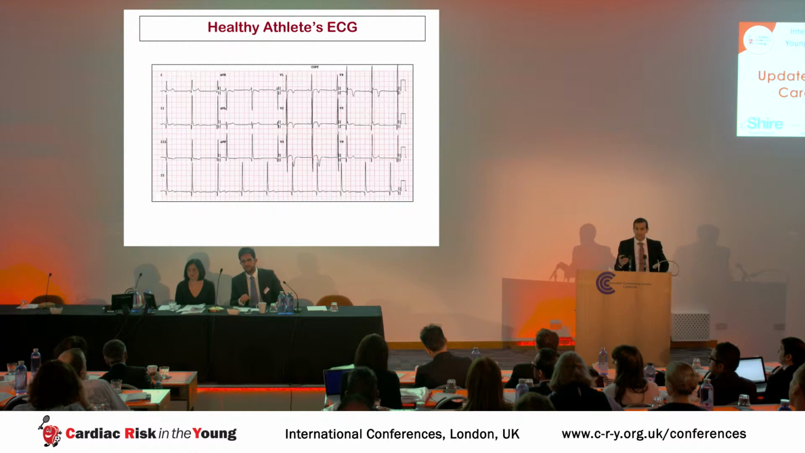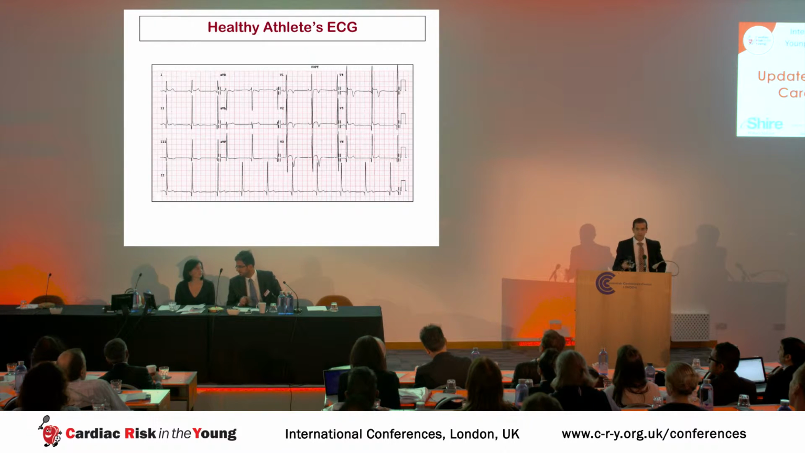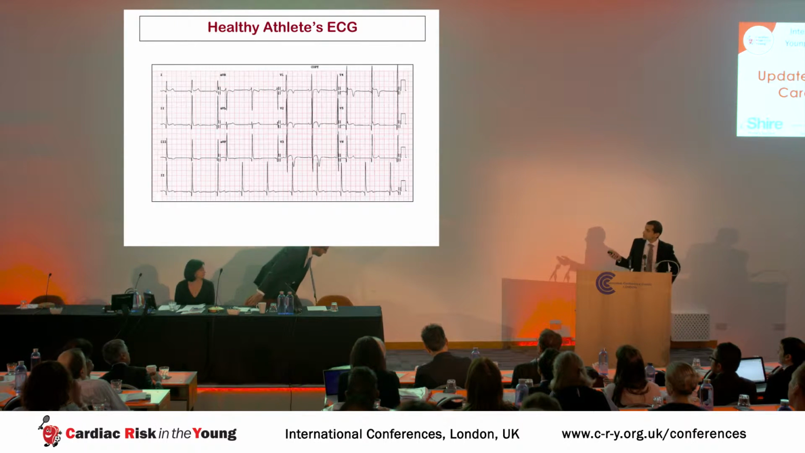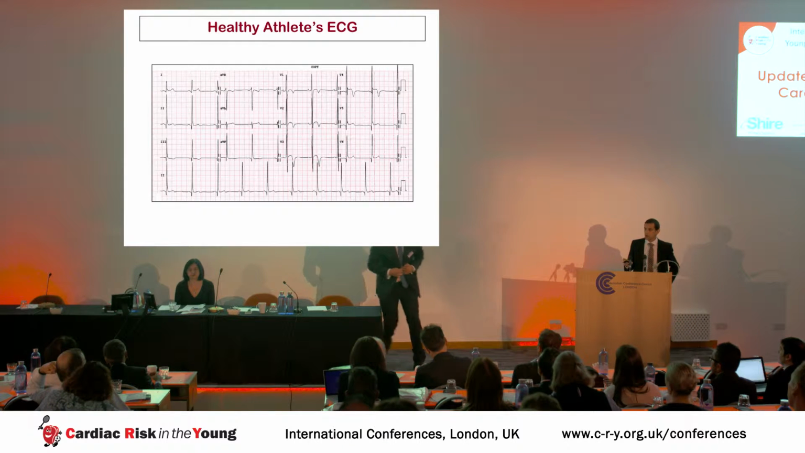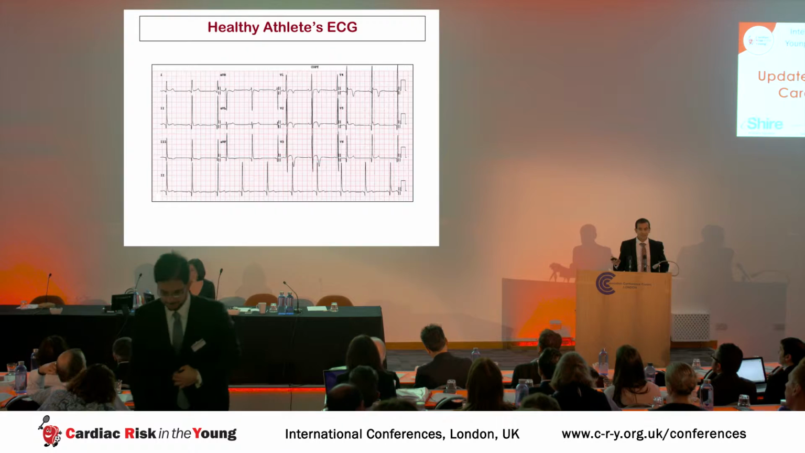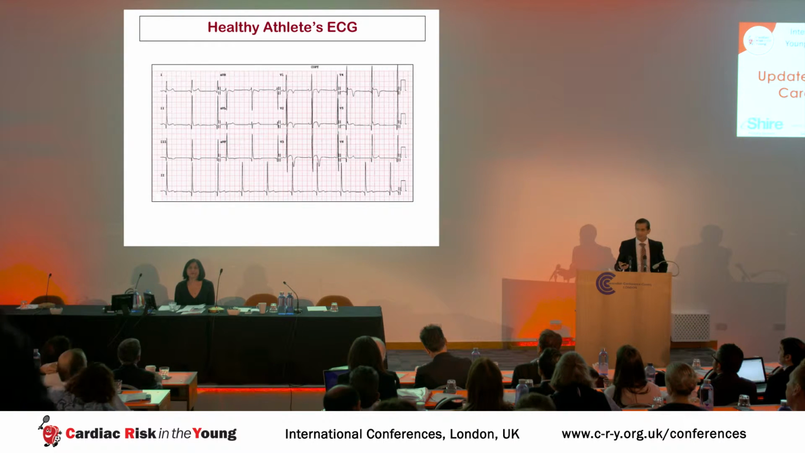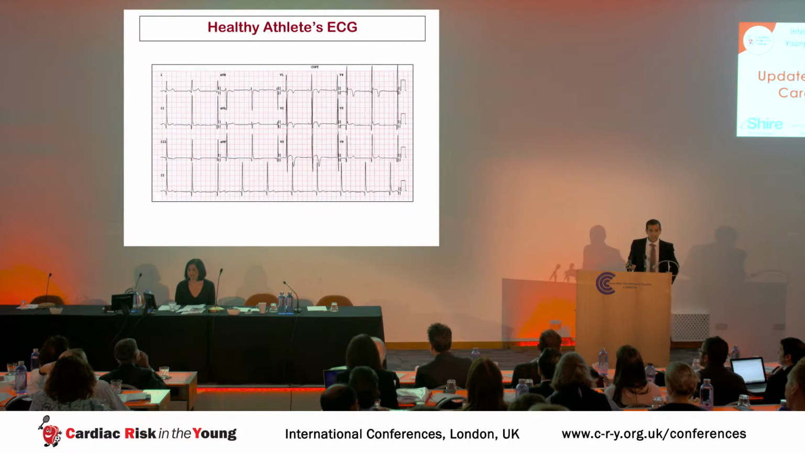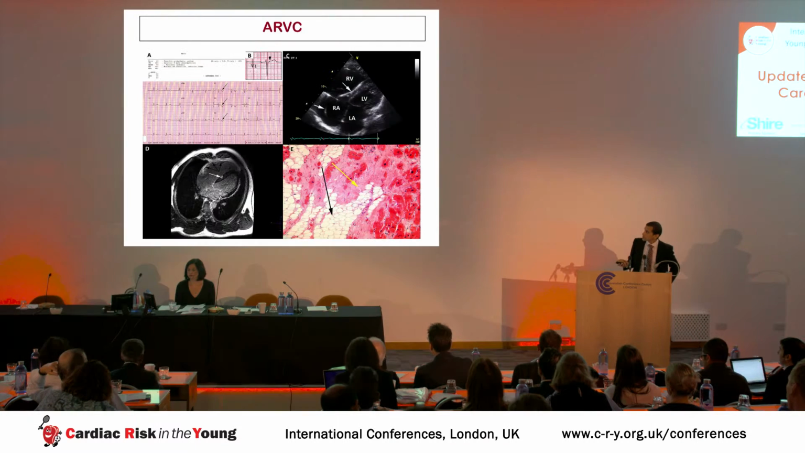And what about this? This is the other problem. Athletes get T-wave inversion on their ECG. So we know that around 3% of healthy white athletes will have T-wave inversion on their ECG, and anywhere up to 25% of healthy black athletes can have T-wave inversion on their ECG. And this presents us with the diagnostic dilemma.